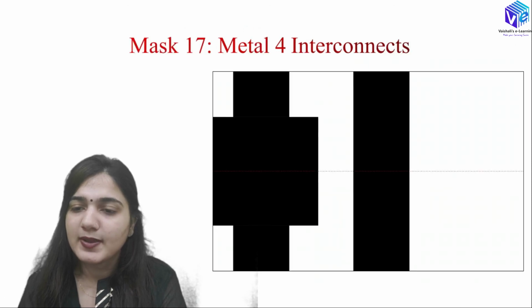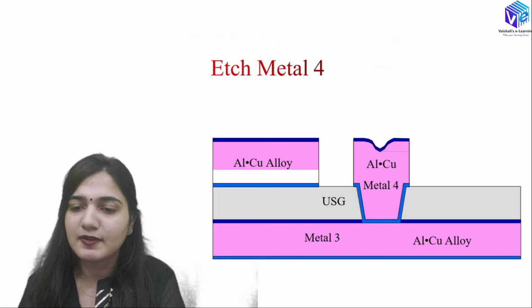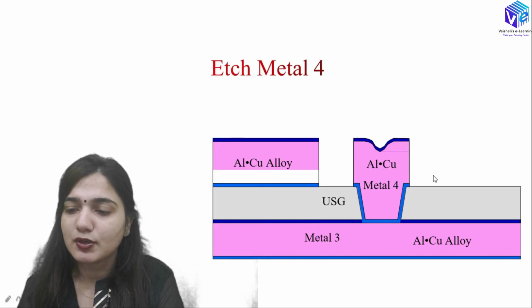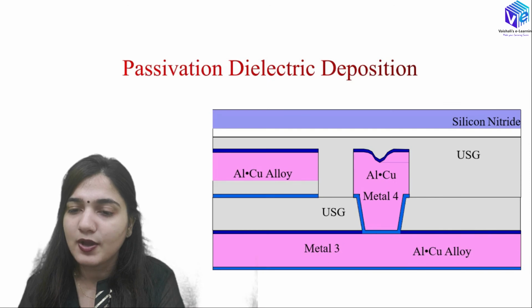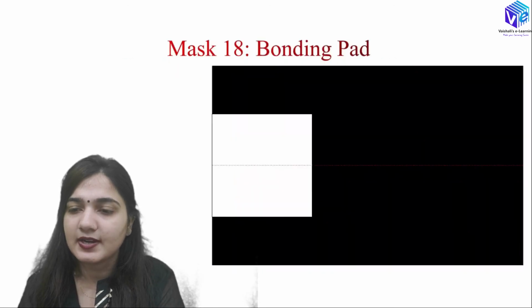So after that we will be having the metal 4 interconnect mask. This is mask 17 that we have. After that we are going to etch out the metal 4 at the particular locations with the help of the mask. We are having these trenches present here in the aluminium copper alloy. Then we are going to have the passivation dielectric deposition. The passivation dielectric deposition is done with the help of silicon nitride. After that I am going to connect it with the bonding pad.